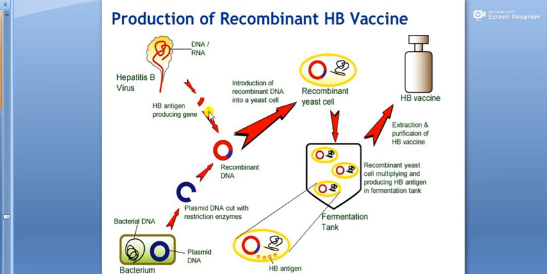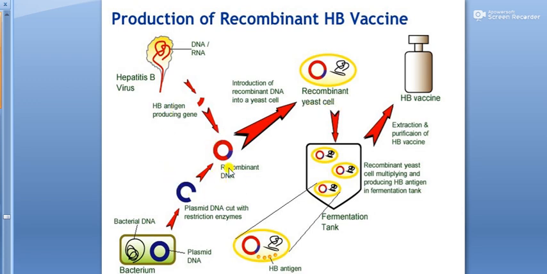Then these parts which contain the desired genes are put into the plasmids, and with the DNA ligase enzyme, the ligation process is done and it produces recombinant DNA, that is a combination of the desired genes and vector DNA, right? This recombinant DNA is introduced into the host cells. Here the host cells are yeast cells.